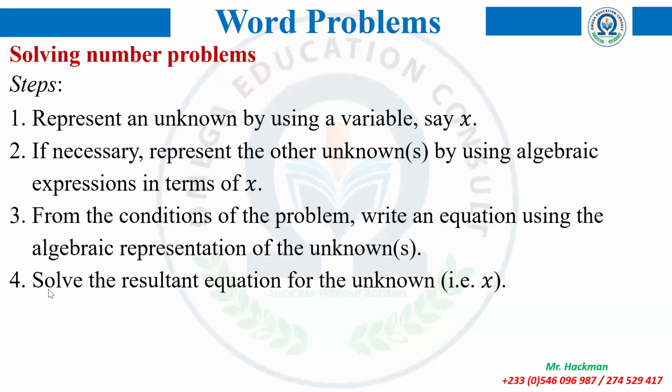So I've added the last and very important step. After forming your equation, you don't end there. Last but not the least, you solve the resultant equation for the unknown. In this case, your equation will be in x, so the unknown will be x. Then you draw your conclusion. As simple as that. Is my point well made, my professors?